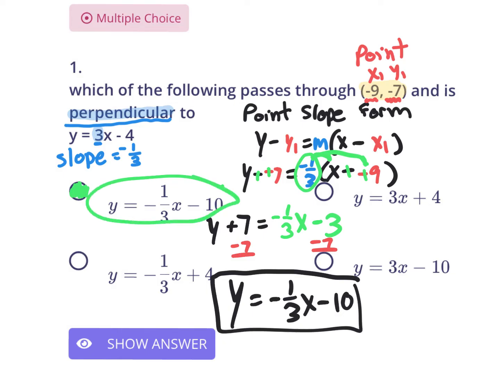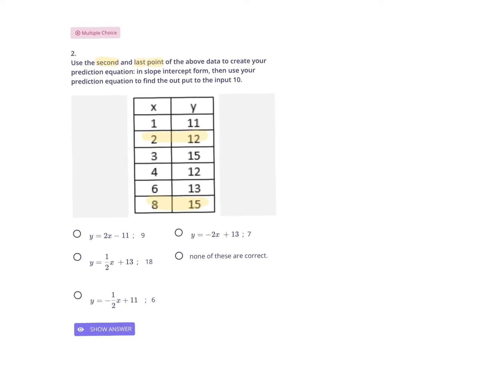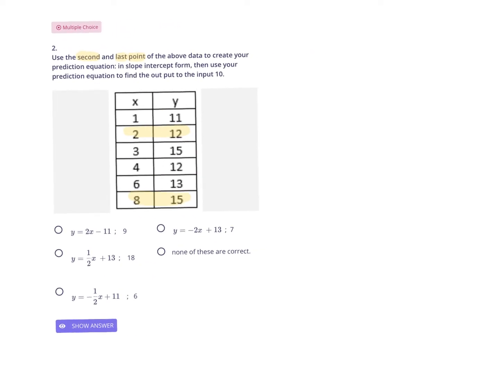Moving on to number 2. All right, on this problem, we have to be careful with the instructions. It says use the second and last points. All right, so here's the second point, and here's the last point. We want to use those 2 points to write our prediction equation, and of course, it says also right here that the prediction equation should be in slope-intercept form.